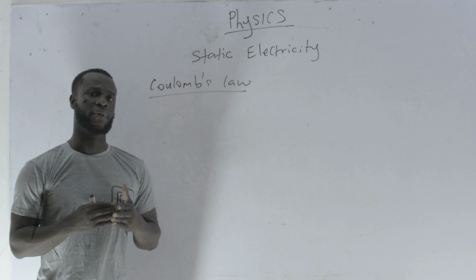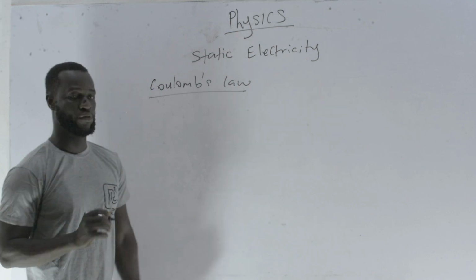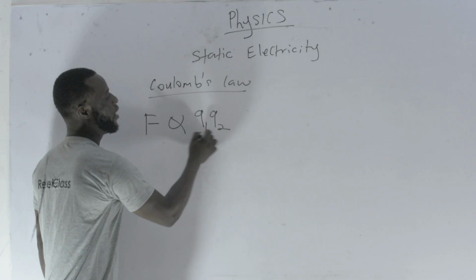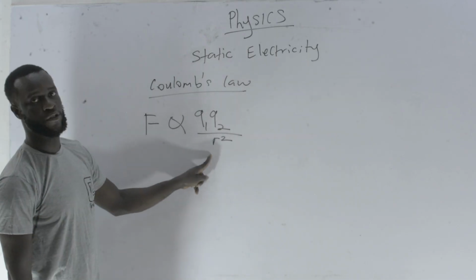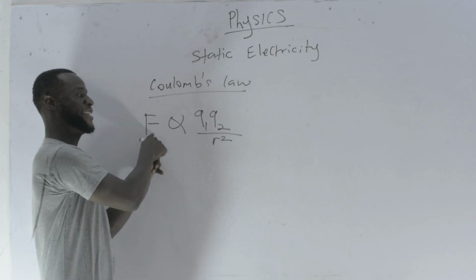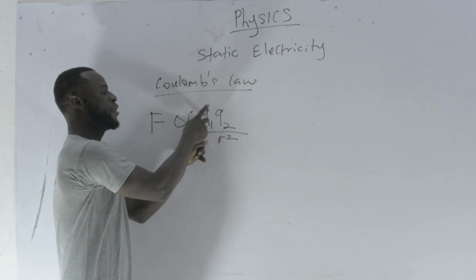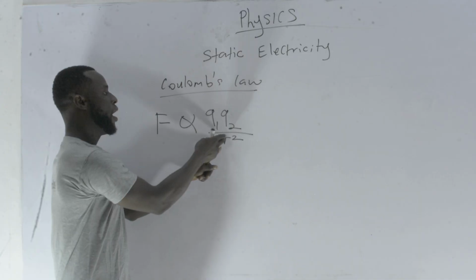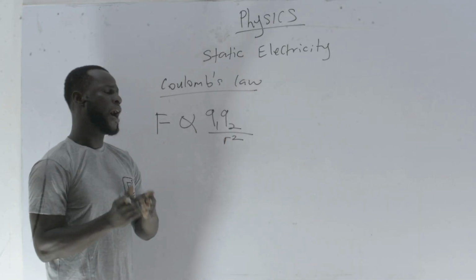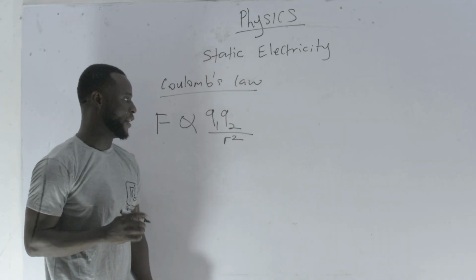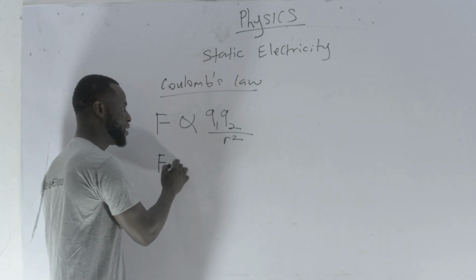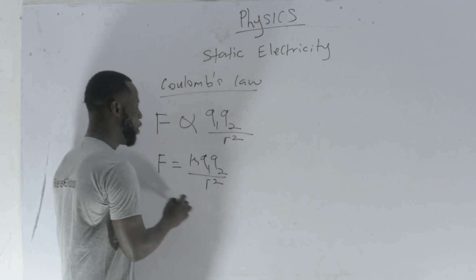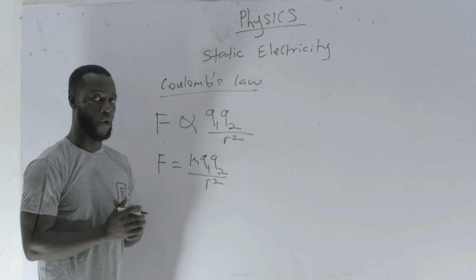This whole statement I just made can be expressed mathematically as such. F is directly proportional to Q1 Q2, and inversely proportional to R squared. So from this expression, I can note that the force is directly proportional to Q1 and Q2, where Q1 and Q2 are the point charges. Q1 Q2, of course, is the product of the point charges, and R squared is the square of their distance apart. I can decide to introduce a constant, and if I do that, I'm going to have F is equals to K Q1 Q2 over R squared, where K is now our Coulomb's constant.